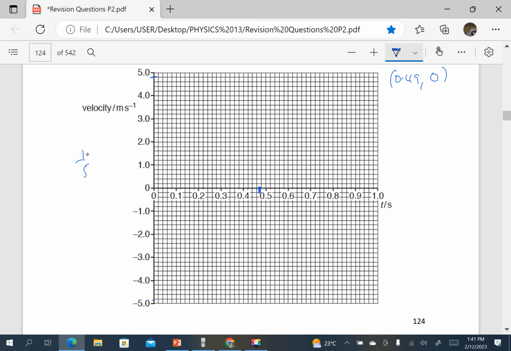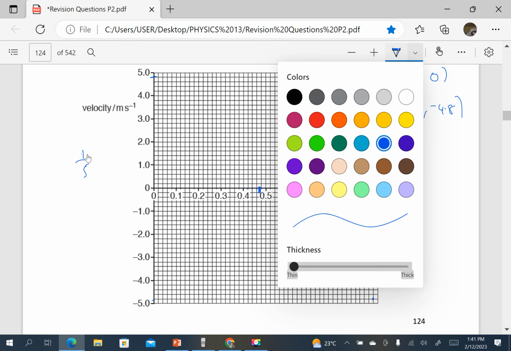I need 0.98 against negative 4.8. This time it will be negative 4.8 because it will be in the opposite direction. So negative 4.8, I think it is this point. 0.98 against negative 4.8. So that is a straight line which goes through the origin up to that point. Let me try to increase the weight slightly.